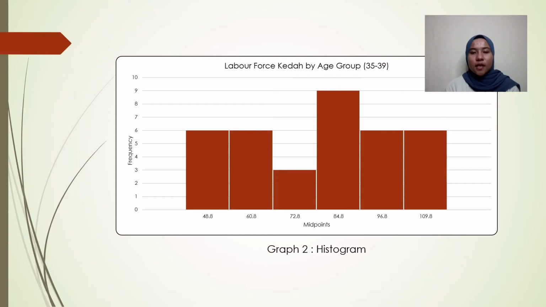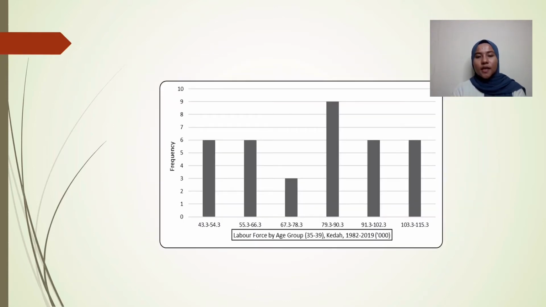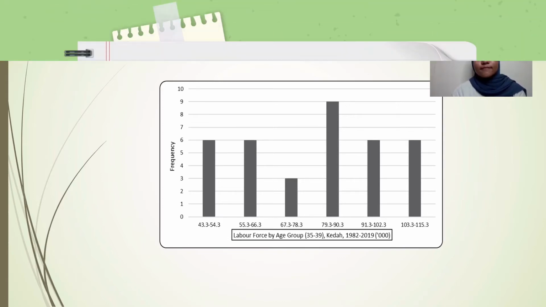Okay, next is the graph for histogram. So you can see the title is Labor Force Kedah by age 35 until 39. Firstly, you can see the graph that we used to finish our assignment. So you can see that the title of the graph is Labor Force by Age Group 35 until 39 in Kedah, 1982 until 2019.